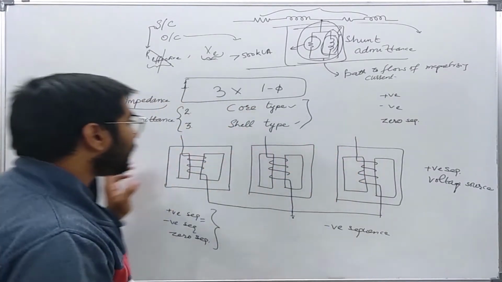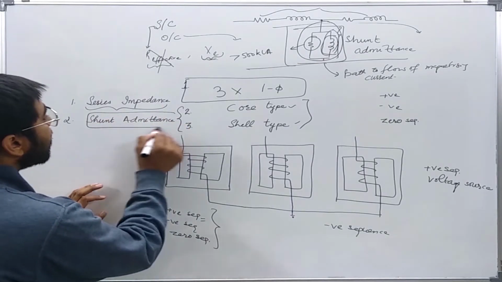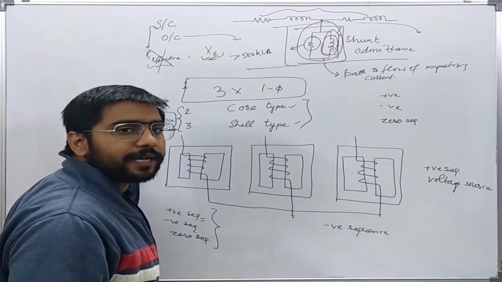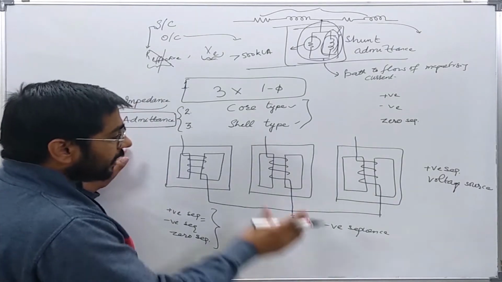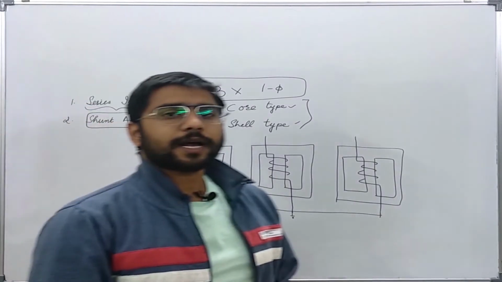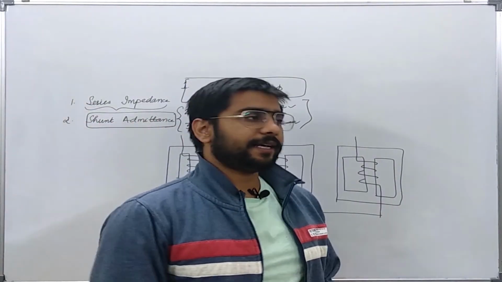Now we will see what happens to the shunt admittance: the positive sequence shunt admittance, negative sequence shunt admittance, and the zero sequence shunt admittance in such kind of construction. That we will see in the next slide. Now let us see what happens to the shunt admittance.